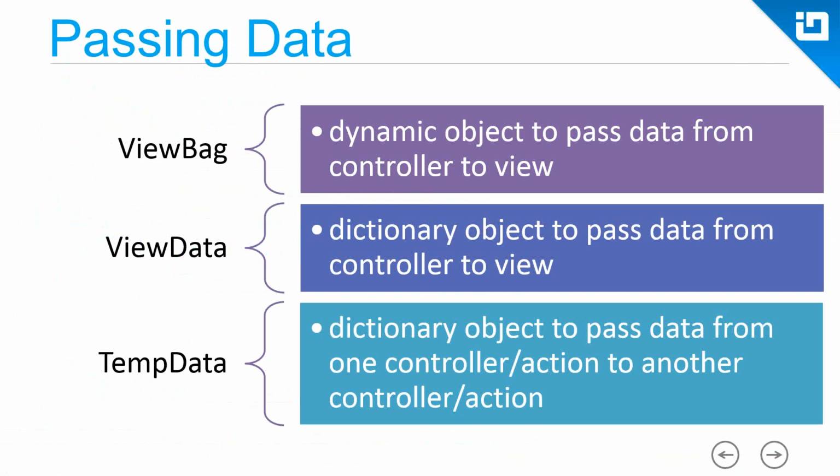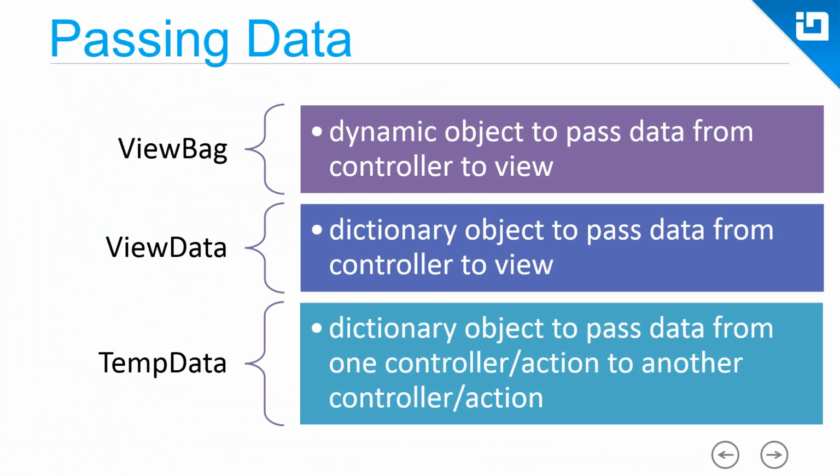So ViewBag is a dynamic object to pass data from controller to view. Dynamic is a type that got introduced in C# 4. ViewData and ViewBag perform exactly the same task with certain differences. ViewBag is a dynamic type, whereas ViewData is a dictionary object. Since ViewBag is a dynamic object, you can access the properties using the dot, whereas since ViewData is a dictionary, you have to access it using the key-value pair.